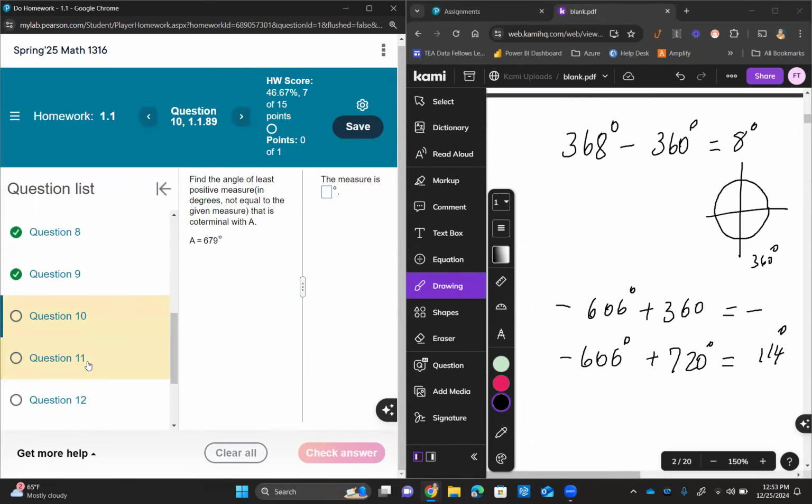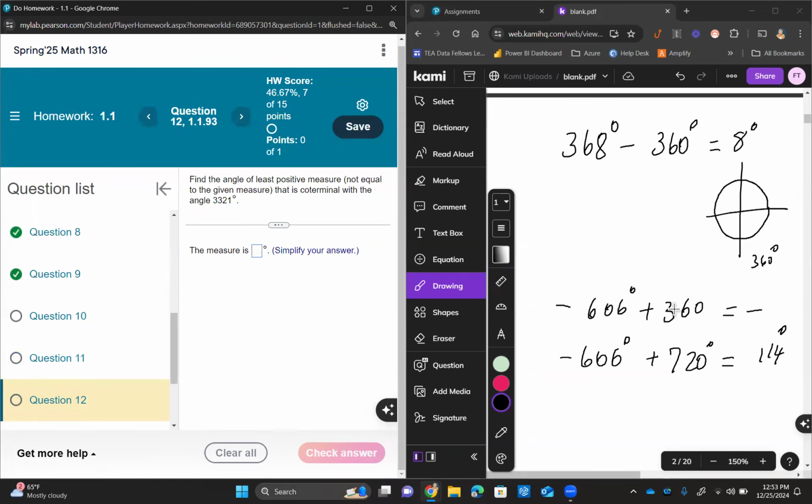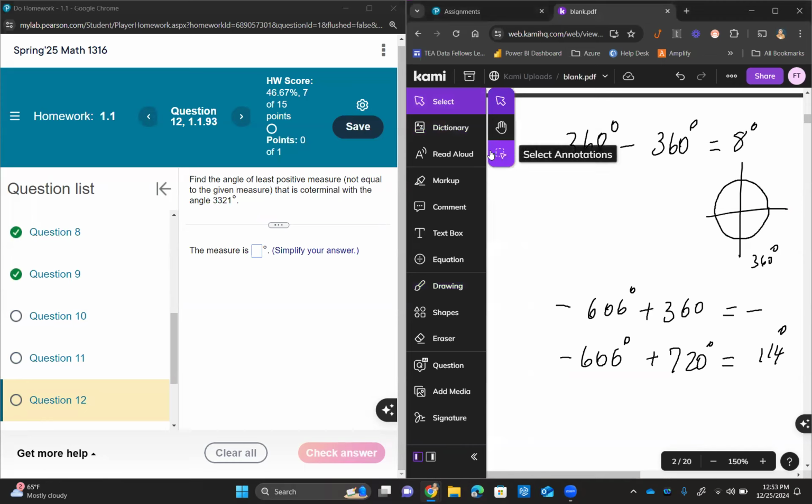So again, the rest of the questions are with coterminal angles. If adding 2 times 360 is not enough, try 3 times 360 for question 11. I want to now model question 12 for you guys here. So let's just open some room here.